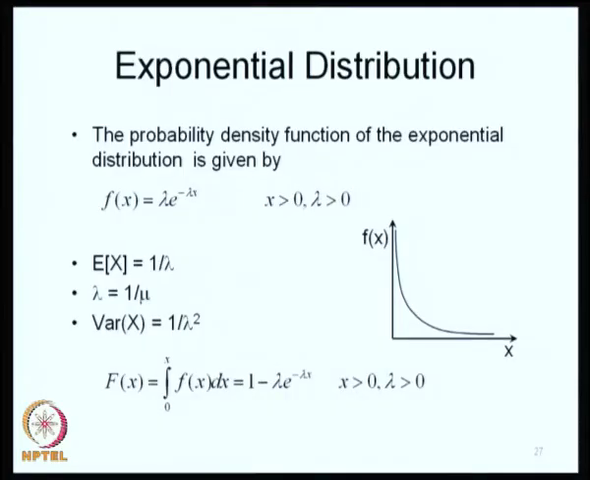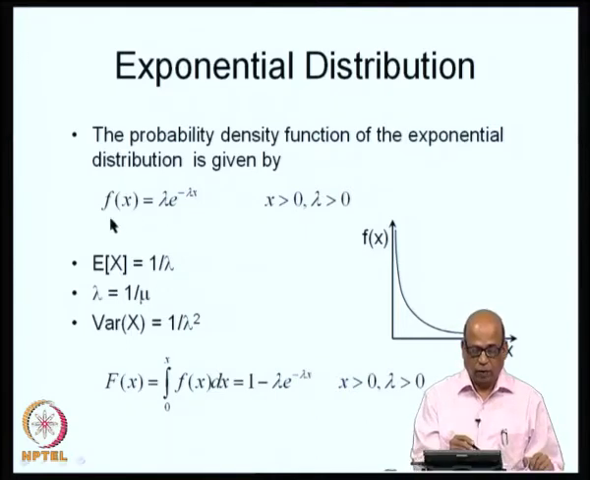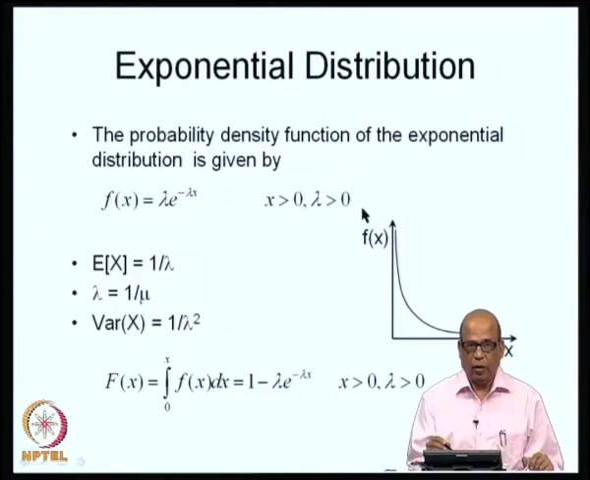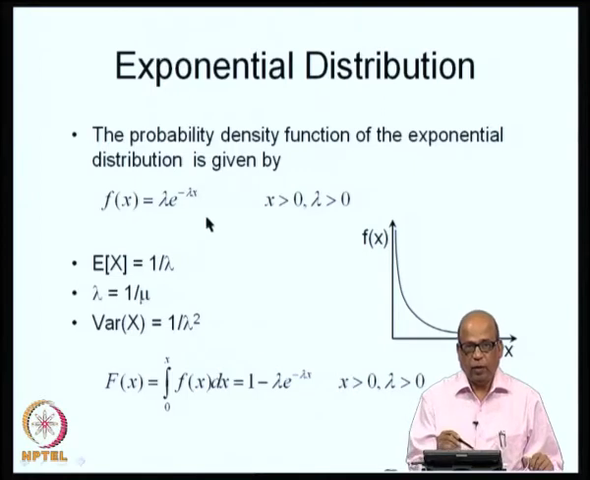We have the exponential distribution, which is ideally suited for such purposes. Now, we will introduce the exponential distribution. The probability density function of the exponential distribution is given simply by f of x is equal to lambda e to the power minus lambda x, defined for x greater than 0 and lambda greater than 0. This is a single parameter distribution where lambda is the only parameter.